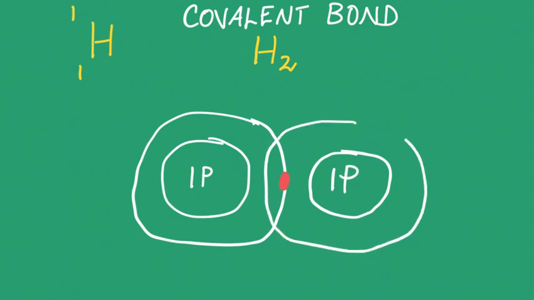So when two hydrogens come very close together and share their electrons, then their outer shells are filled. So hydrogen is a single covalent bond formed by sharing a single pair of electrons. And this is a strong bond. Let's take a look at another example of a covalent bond. This time we'll look at oxygen atoms.